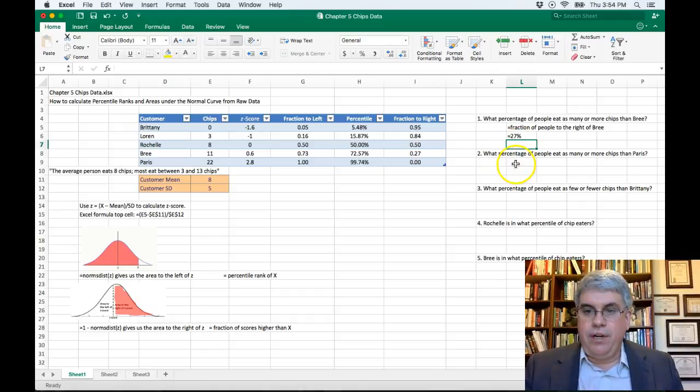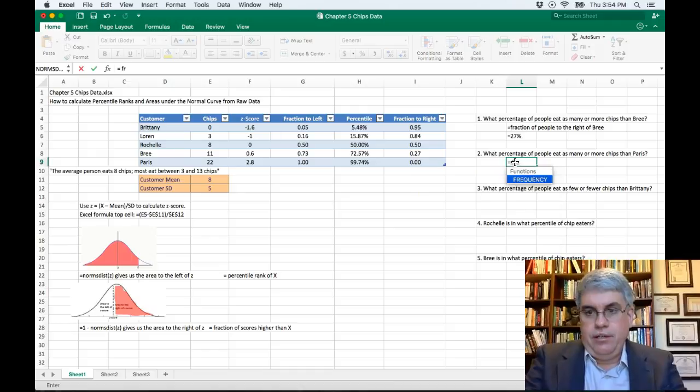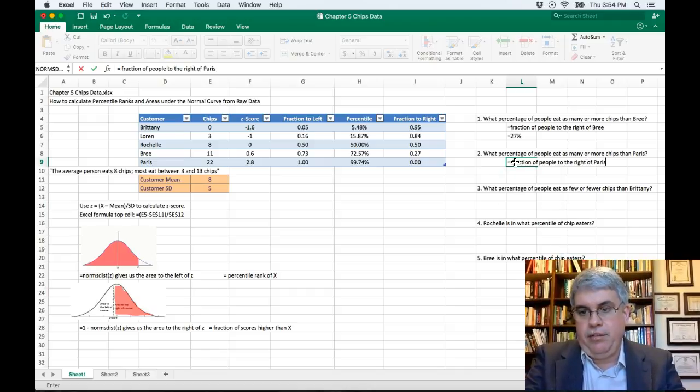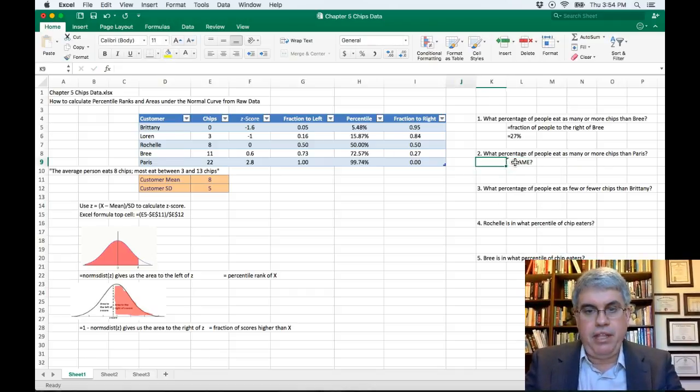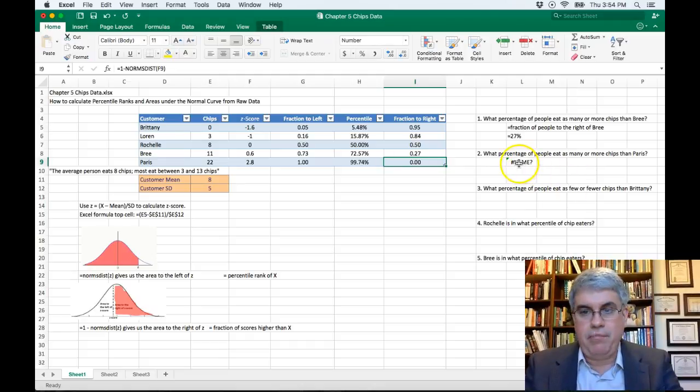Our next question is, what percentage of people eat as many or more chips than Paris? So Paris, she doesn't eat very many chips, does she? No, she does not. She eats 22, so there's not going to be a very high percentage. This, again, is going to be the fraction of people to the right of Paris. And I need to go back here and put the single quotation mark in.